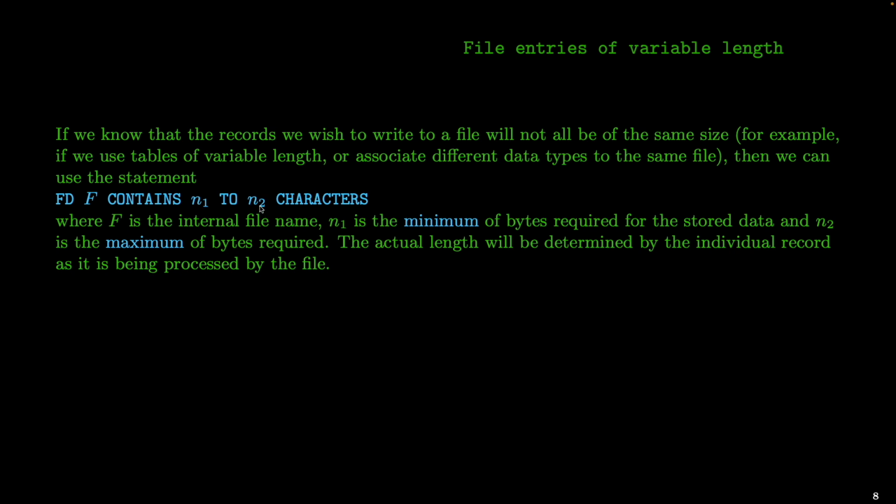Of course, here n2 has to be larger than n1, otherwise this makes no sense. And yeah, the actual length of the record will then be determined by the content of the individual record when we perform a file operation.